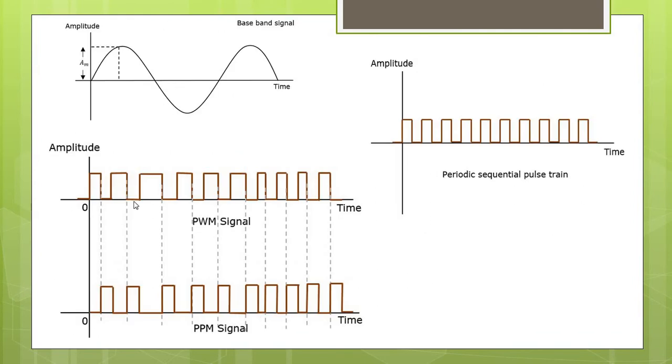So if you see here, this is the PWM signal. You can see that the width of the pulse is varying according to the amplitude of the message signal. So if you see this PWM signal, each pulse is having a different width. So the larger width of the pulses, if you see, this is a larger width of the pulse.